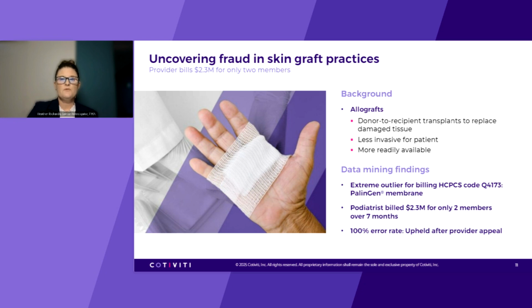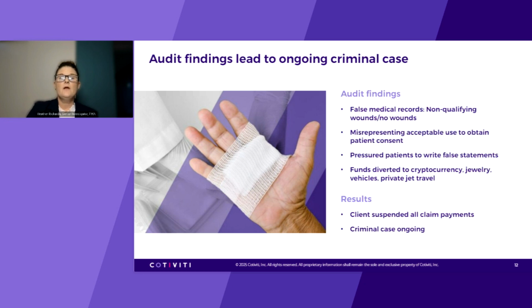And of note, skin substitutes are typically billed as 1 unit per square centimeter. In this case, records were requested from the provider, and the medical record review resulted in a 100% error rate, and that was upheld upon appeal. The provider didn't agree with the audit findings, and they requested a discussion with Cotiviti and with the health plan.